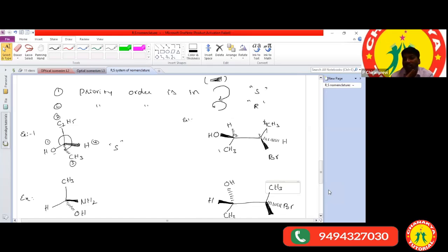Sir, what is meant by chiral? The carbon which is attached to 4 different atoms or groups of atoms is called chiral. Now, second carbon and third carbon atom: what is the isomer of the second carbon and what is the isomer of the third carbon atom?